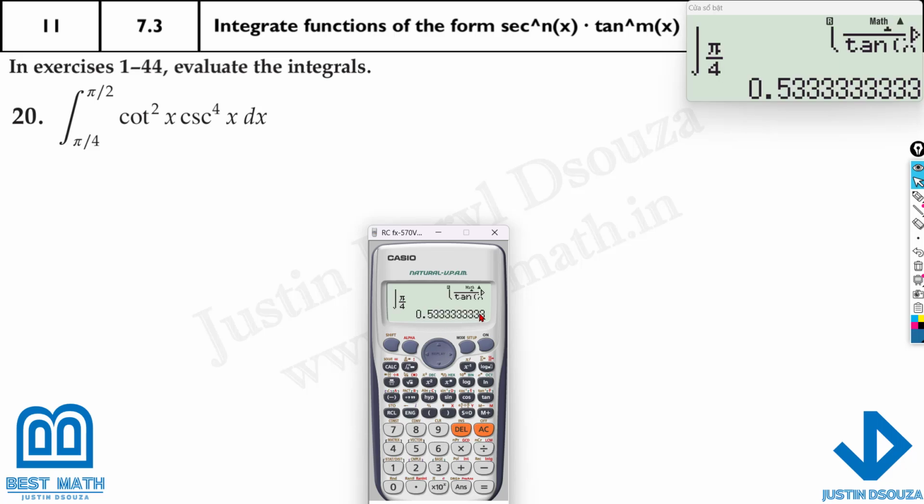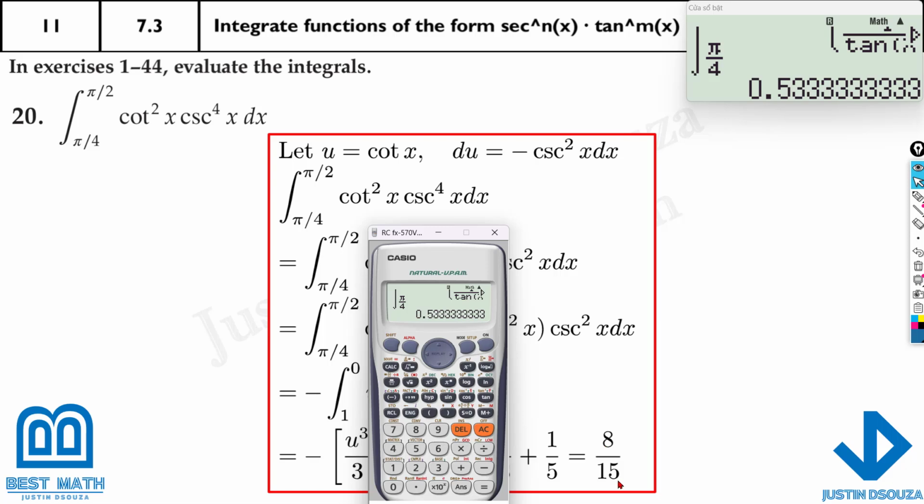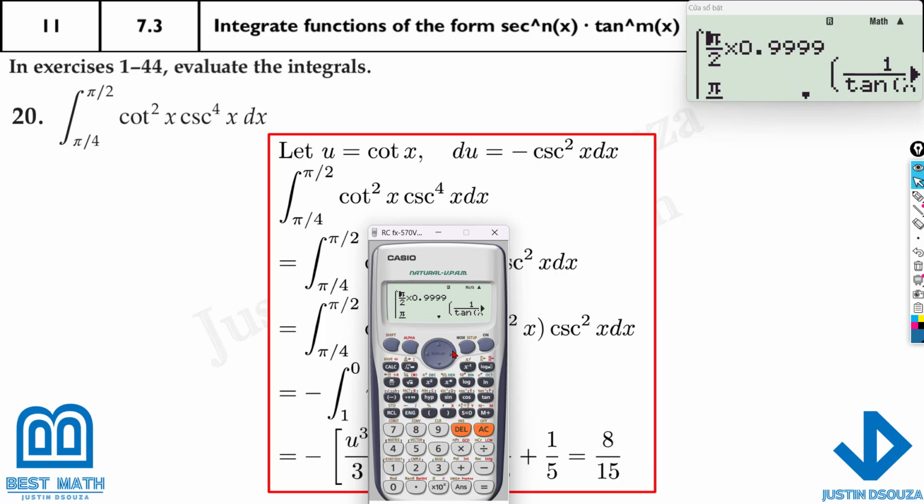And now look here, the answer is 0.533. You can see the answer should be 8 by 15. Yeah, it's nearly 0.5. You can just increase these nines here, 0.99, a couple more, and you'll get 8 by 15. So that is the correct answer.